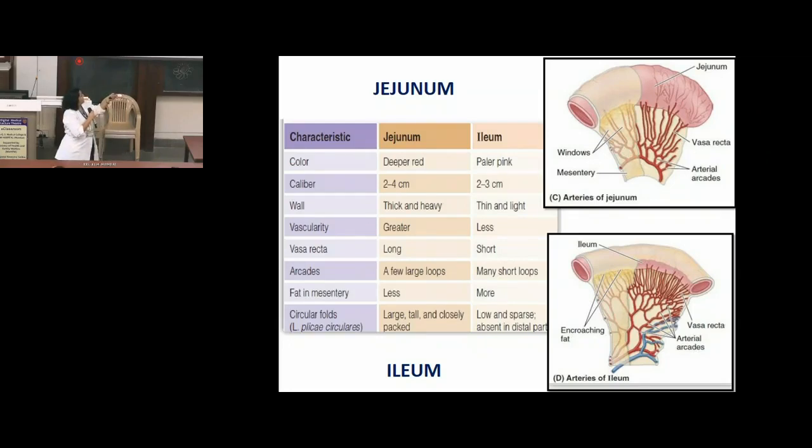The windows may not be seen so clearly here, but this is what you are supposed to speak about: the arcades and vasa recta. This is about the gross features, which you should know.